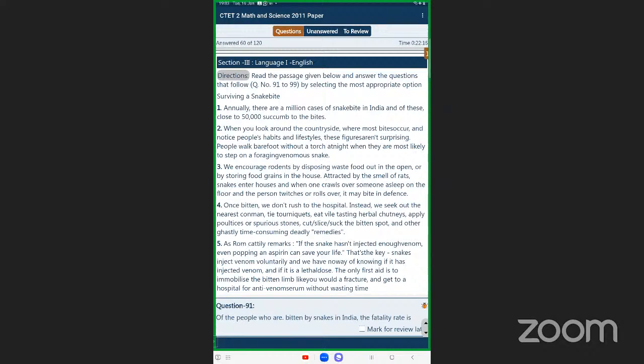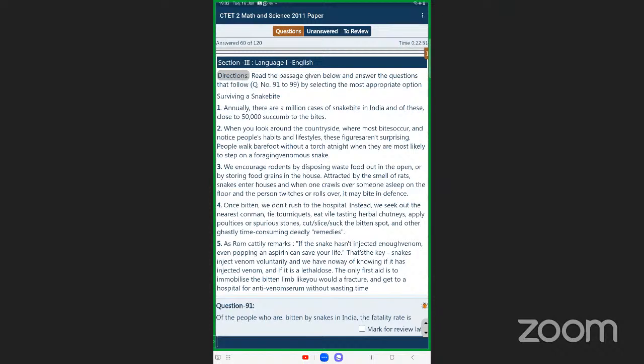Once bitten, we don't rush to the hospital. Instead, we seek out the nearest quack, tie a tourniquet, eat herbal chutneys, apply poultices, swallow stones, cut, slice, suck the bitten spot, and do other ghastly time-consuming things. As Romulus Whitaker remarks, if the snake hasn't injected enough venom, even popping an aspirin can save your life.